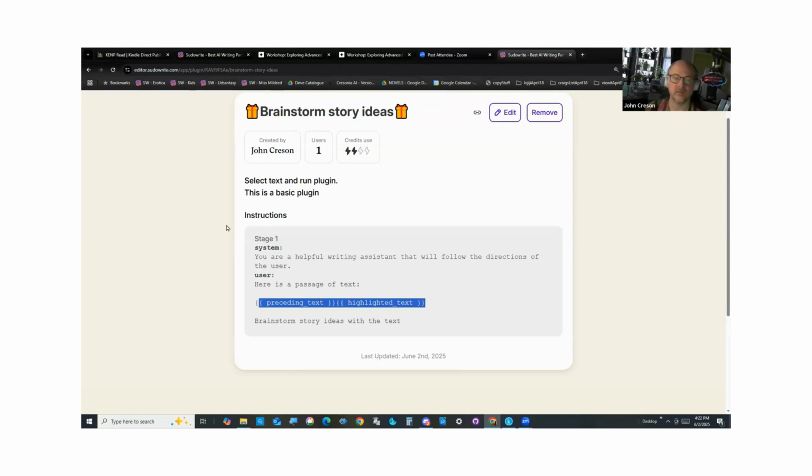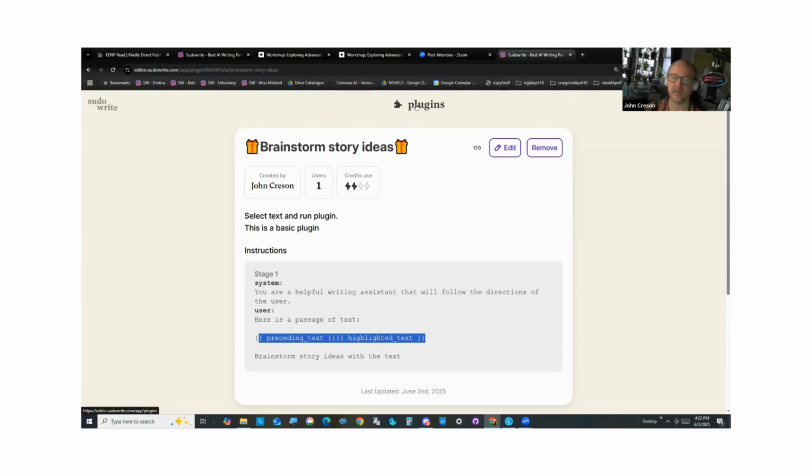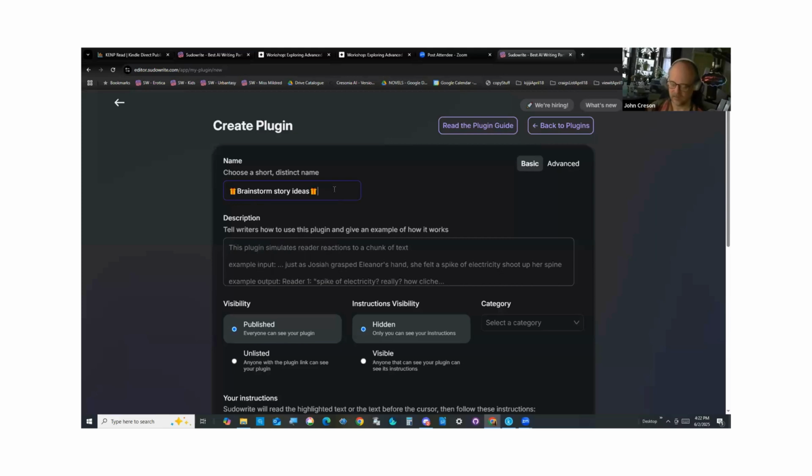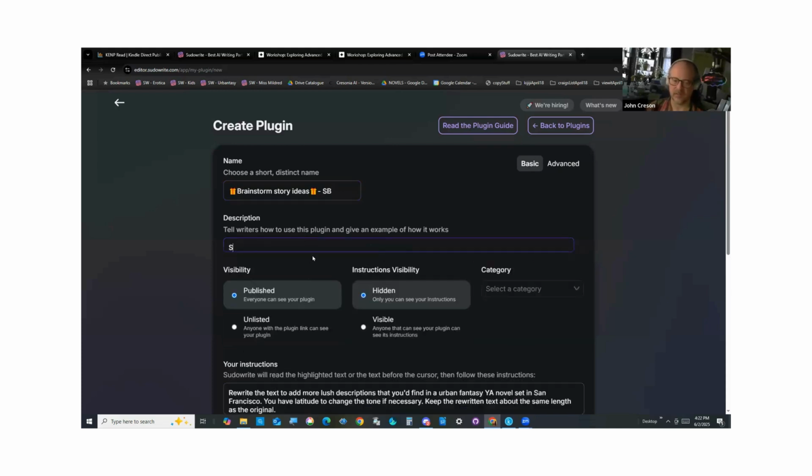But right now, I'm just going to go back to plugins. I'm going to create a new plugin. I'm going to call it the same thing and give it a little addendum. This one's going to have story Bible. Select text and run. Again, it's better to give it more description than that, but I'm being lazy.